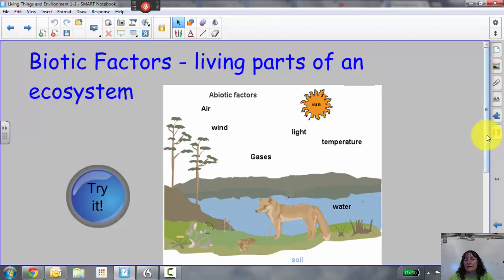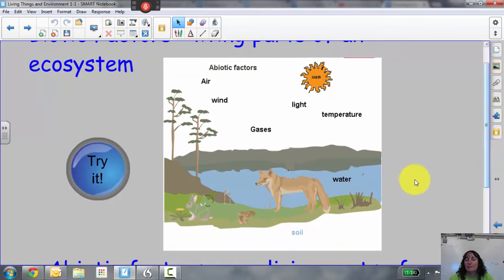Biotic factors are the living parts of an ecosystem. So that would be the animals and the plants. So in this picture, you've got the coyote, you've got some mushrooms, the rabbit, the dandelion, the grass, the trees. All of those things are living things, so they would be the biotic factors.